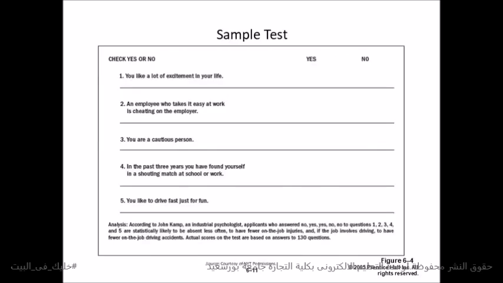This is a representation of a sample test. It is in the book. You can take a look at it.